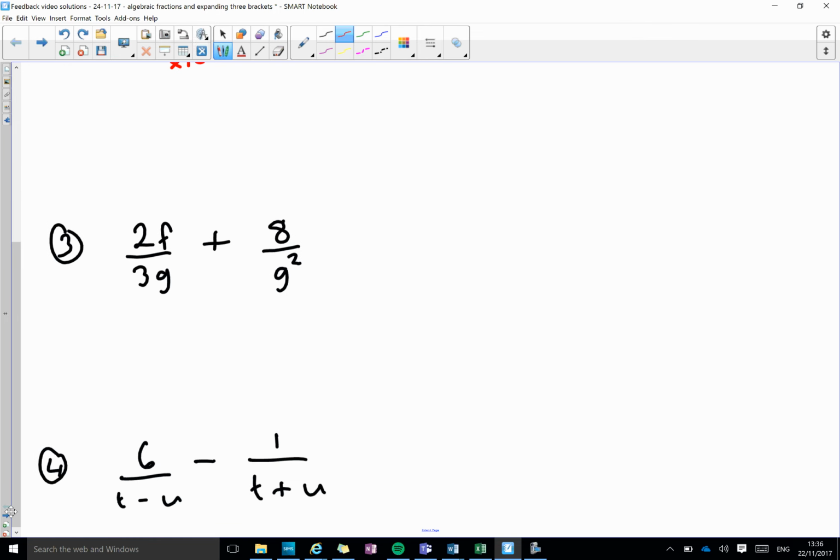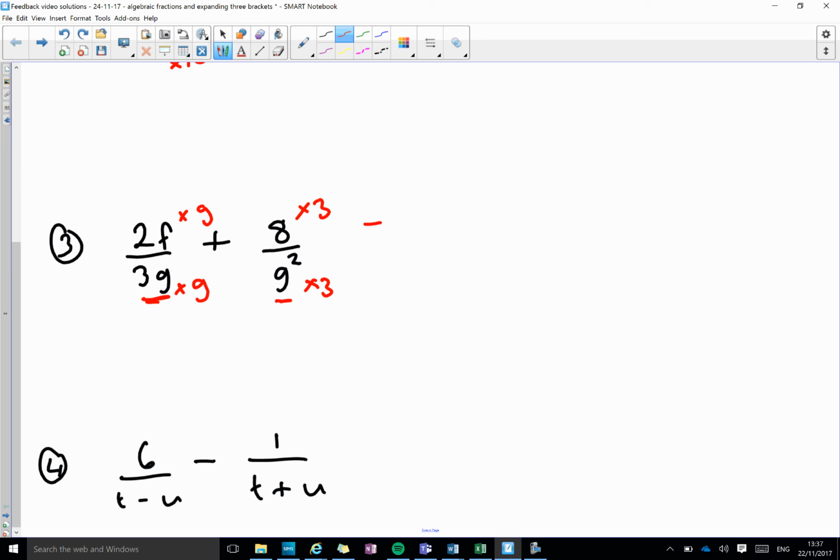For this third one, we're looking to find the lowest common denominator every time. So in this question, I've got 3g, and here I've got g squared. So I could multiply this one by g squared and this one by 3g, but that's more work than we really need to do. All I need to multiply the one on the left-hand side by is g, because then that denominator will be 3g squared. And to get 3g squared on the right-hand one, I just need to multiply that by 3 and that by 3.